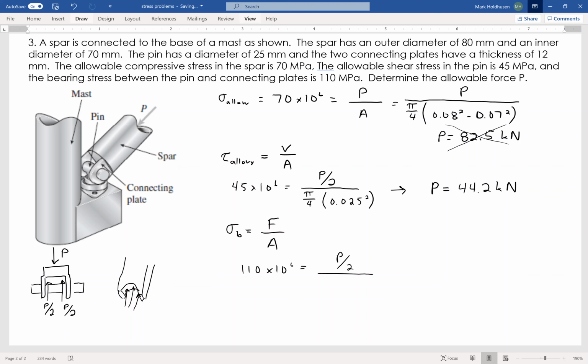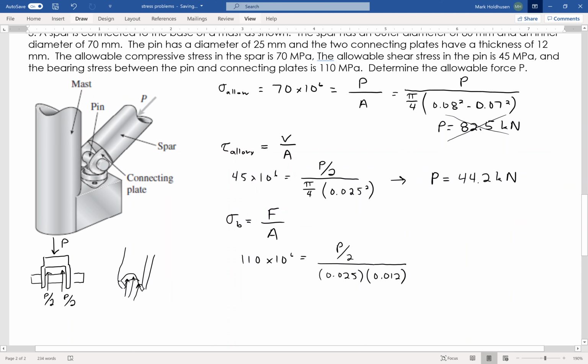Okay, so that area for the bearing is just going to be the diameter times the thickness of that plate. So it's going to be the 25 millimeters times the 12 millimeters. Again, it's that projected surface of that force pushing on it, right? So it's that interaction between the plate and the pin. It's a little hard to visualize. Hopefully this makes sense. If it doesn't, well, I guess contact me if you have questions.